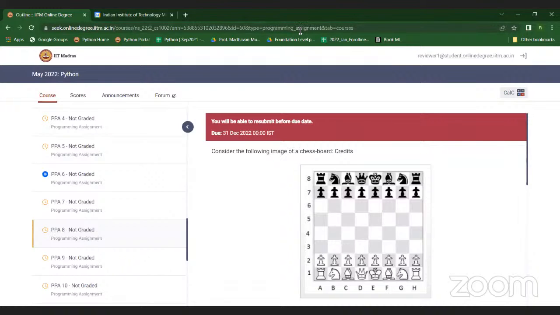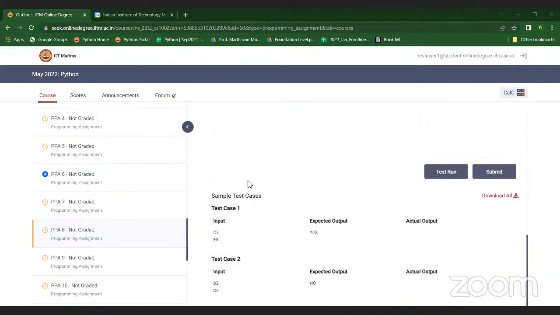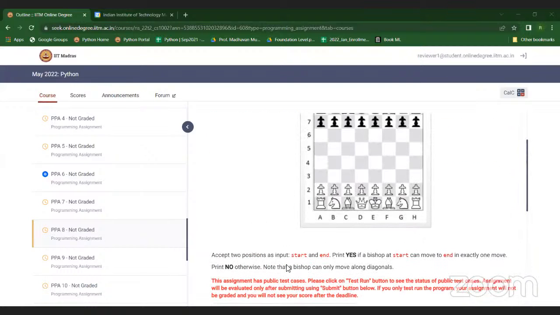Sir, the input would be alphanumeric, I suppose. Yeah, the input is alphanumeric, like C3, E5, in capital. So basically, you could assume the first character will be an alphabet from A to H. The second character will be a number from 1 to 8.